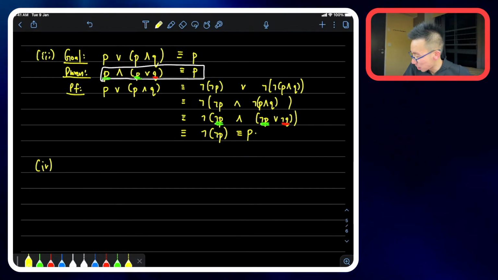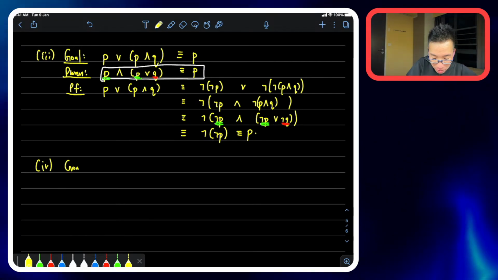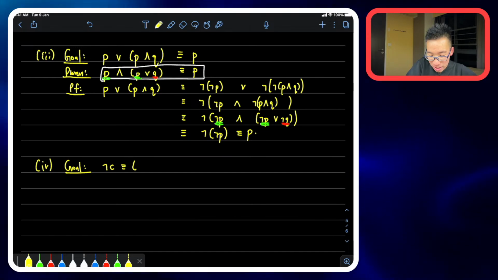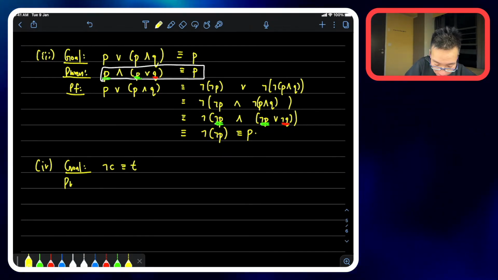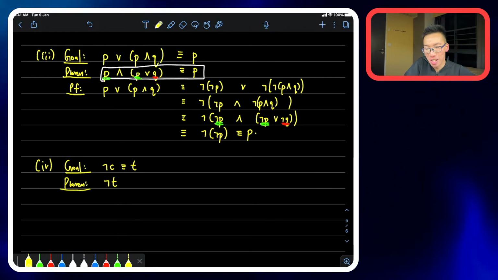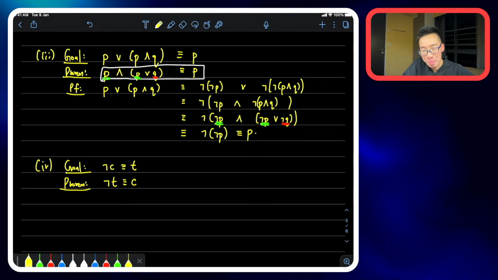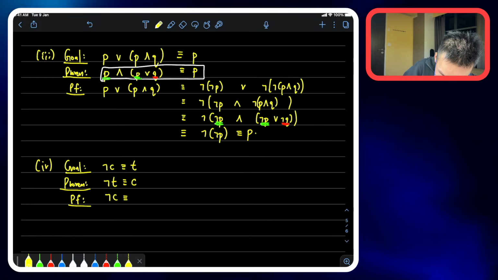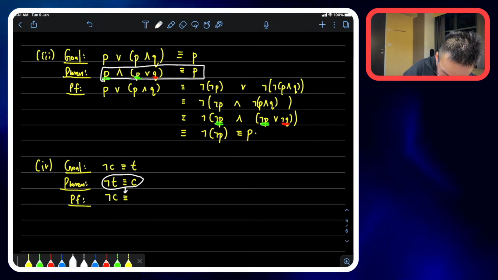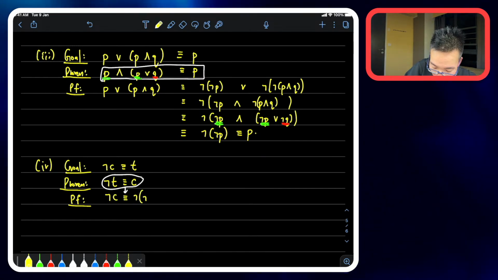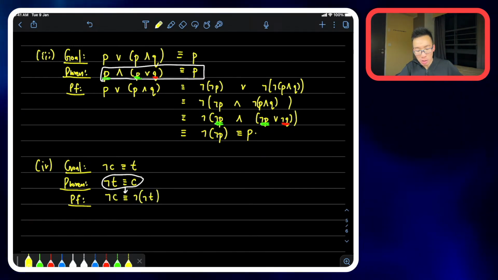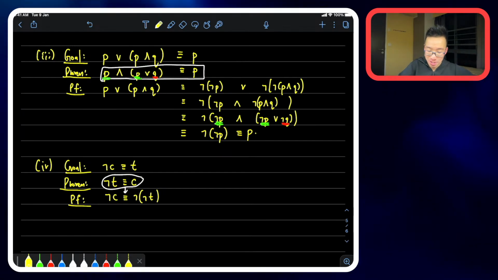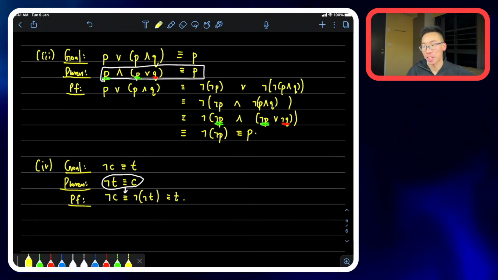Finally, let's just look at one last one. The goal is to prove that the negation of a contradiction is a tautology. We've proven that the negation of the tautology is the contradiction. And so, what's our sort of hack, if you would? Well, the negation of the contradiction, by the proven result, a contradiction is equivalent to the negation of the tautology. That's what I meant. And we have a double negation here. So, we're done.